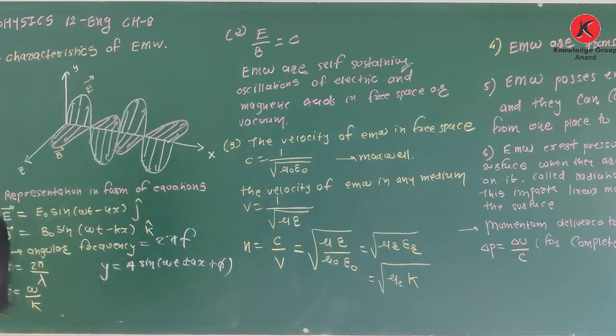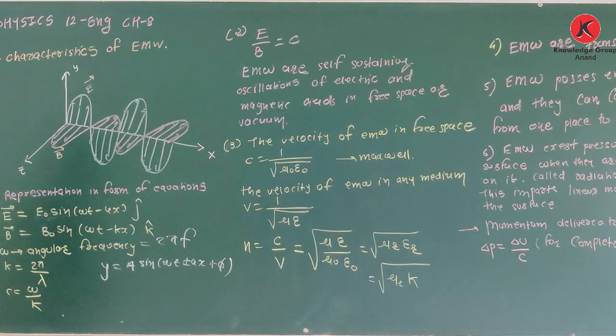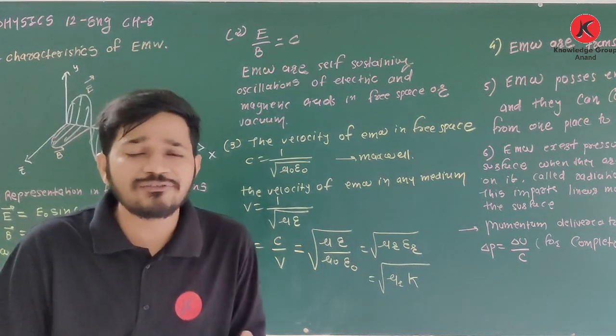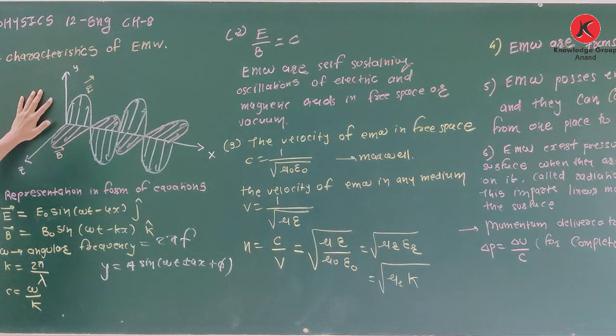Another thing: in waves and oscillations, you have studied that omega upon k is called speed. So it is c, the speed of electromagnetic waves in vacuum or in free space. So the first point to remember is representation in the form of equations. You have to draw this figure and then write these two equations.